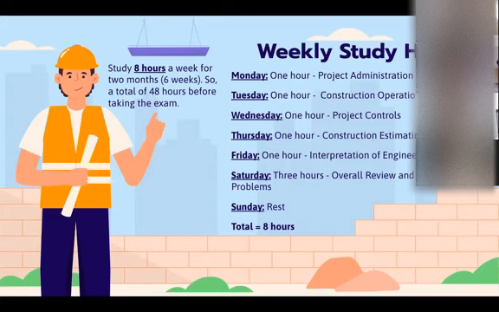So we came up with 8 hours a week for 6 weeks, totaling 48 hours of preparation for the exam. And for example, on Monday, we would have 1 hour for studying project administration. Tuesday would be 1 hour for studying construction operations and methods. Wednesday would be 1 hour for studying project controls. Thursday would be another hour for construction estimating. Friday would be another hour for interpretation of engineering drawings. Saturday would be another 3 hours for overall review and example problems. And then we decided it would be good to have 1 day of rest.